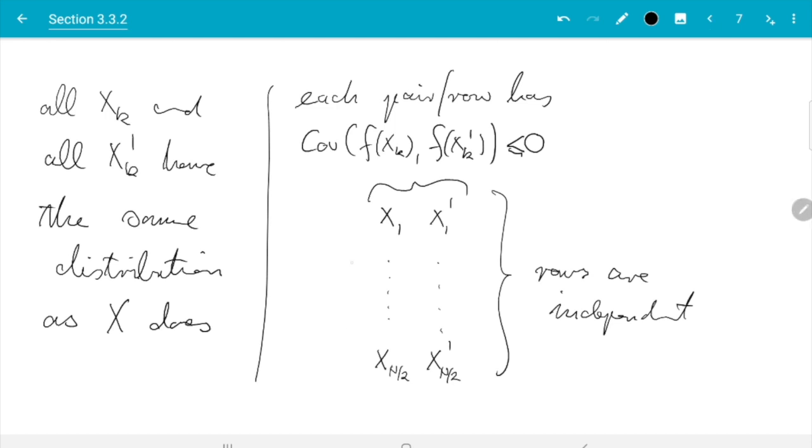Most of the random variables are still independent. For example, x1 is independent of x2 and x3, and x1 is independent of x2 prime. The only dependencies are between x1 and x1 prime and between x2 and x2 prime. So within the pairs, we have dependencies.